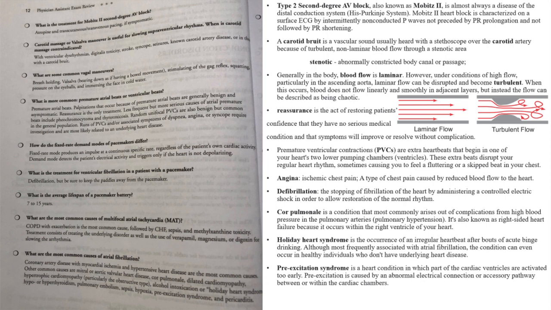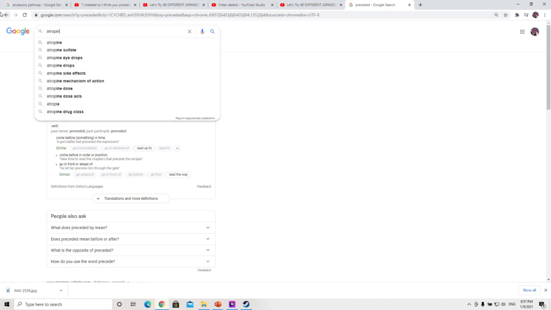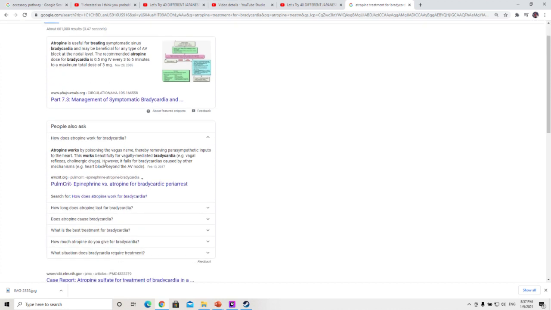What's the treatment for Mobitz 2? Atropine? You treat it with an involuntary nervous system blocker and transcutaneous pacing. Okay, that makes sense. Wait, atropine is a treatment for bradycardia and maybe beneficial for AV block at the nodal level. How does it work? It blocks the vagus nerve, removing its input to the heart.